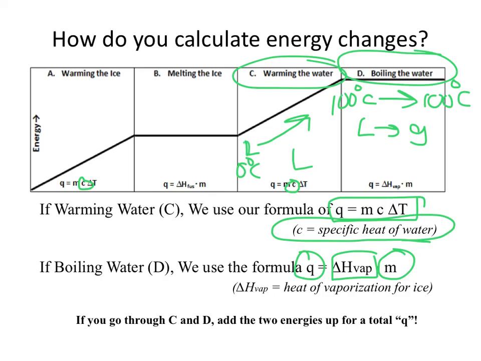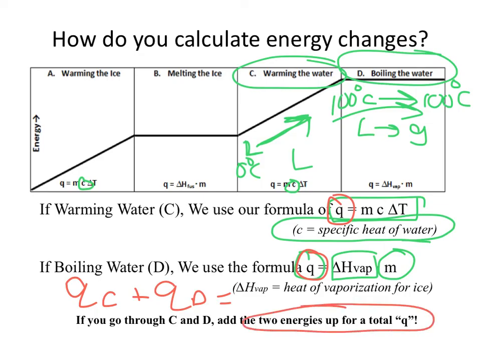Now, say you had liquid water and you wanted to figure out how much energy it took to heat it up and to boil it all at 100 degrees. We would take our Q value for part C after you solve for it, and for part D, so Q of C, and add it to Q of D, and that would end up giving us our total energy, or our total Q value, which would be in joules.